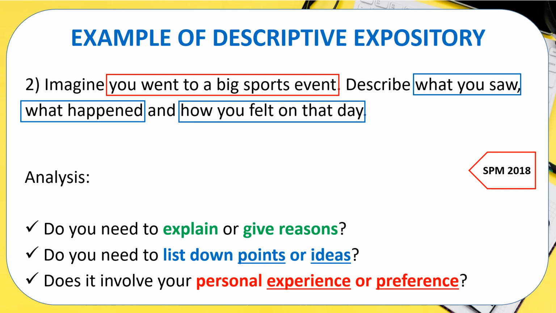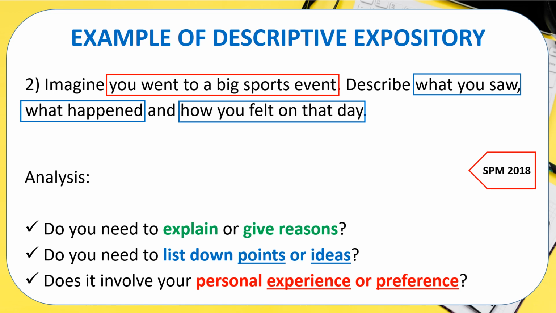So like this question, there are two ways to approach it. You can simply write and list down what you saw and then what happened and how you felt on that day. For example, one paragraph is what you saw, and then a second paragraph, what happened, and another paragraph is your feelings. However, there is another way to approach such question like this.